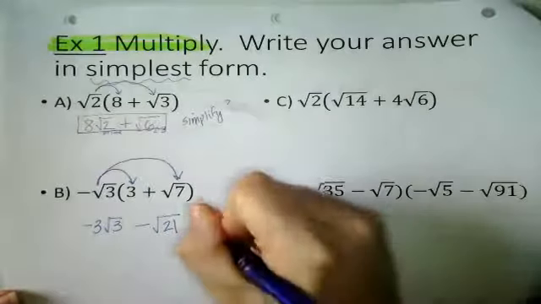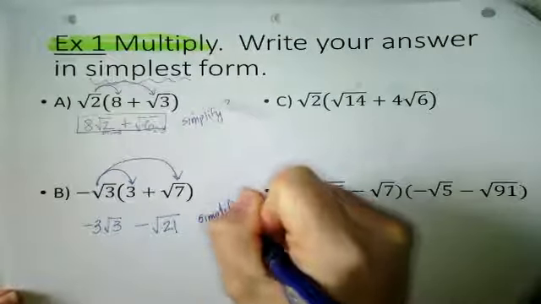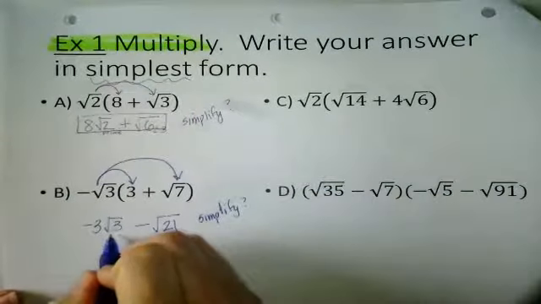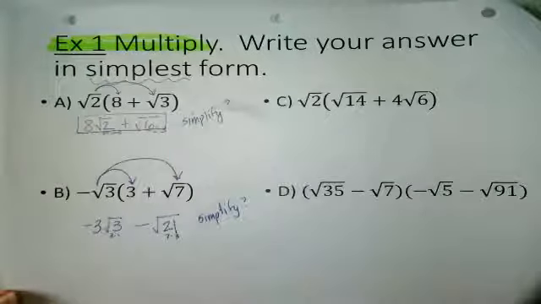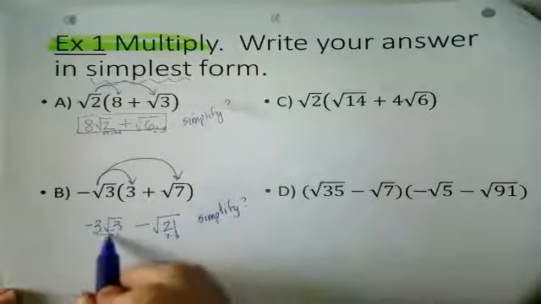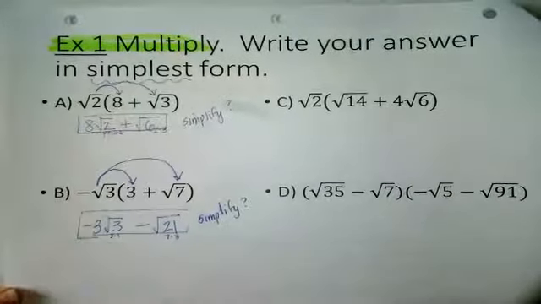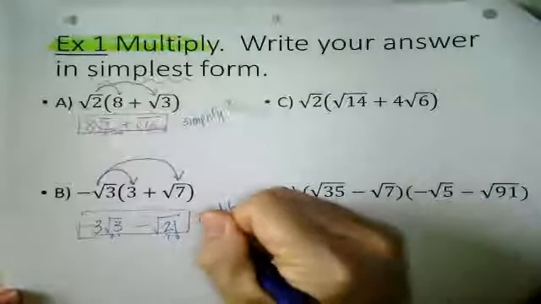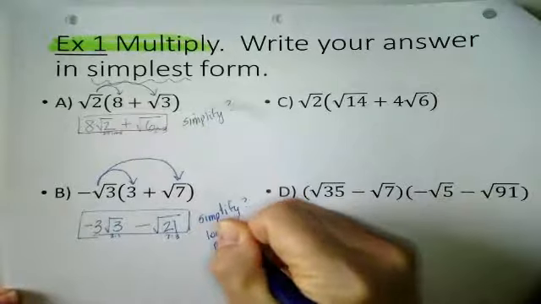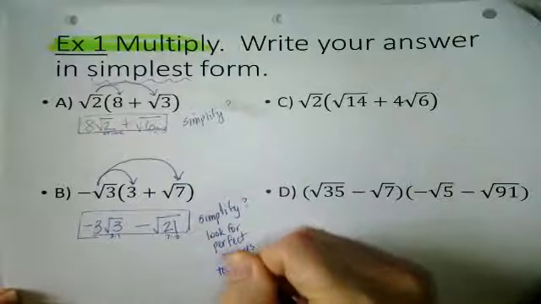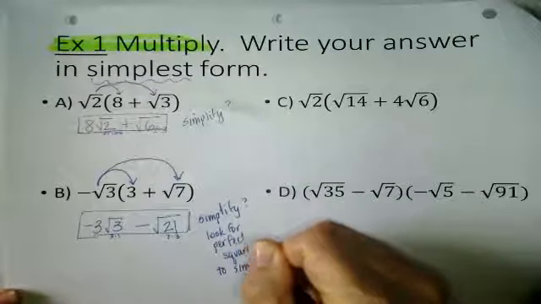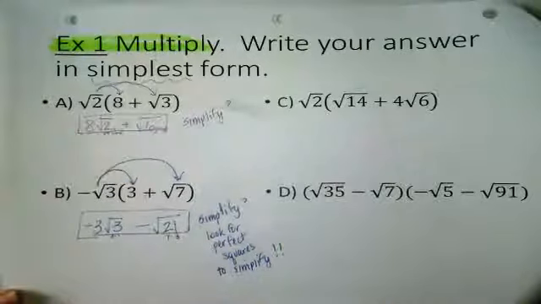And again, the question is, can you simplify this? Well, 3 is prime. It's just 3 times 1. And 21 is just 7 times 3, neither of which are perfect squares. So because we don't have any perfect squares in there, I can't do any simplifying. So again, we're just looking for perfect squares. Look for perfect squares to simplify. Really important, because that's where you're going to miss things when you're doing the IXL.